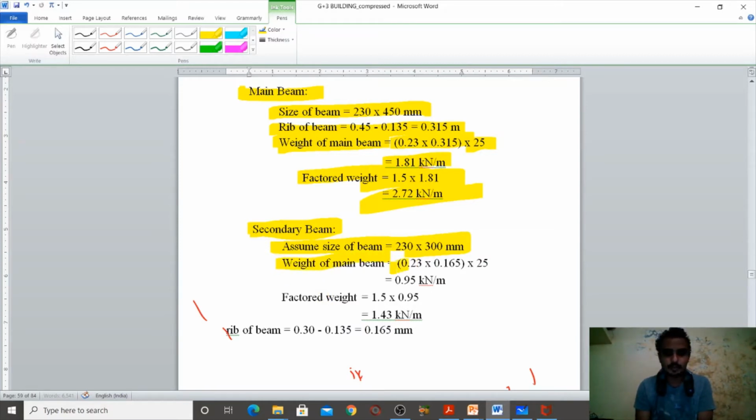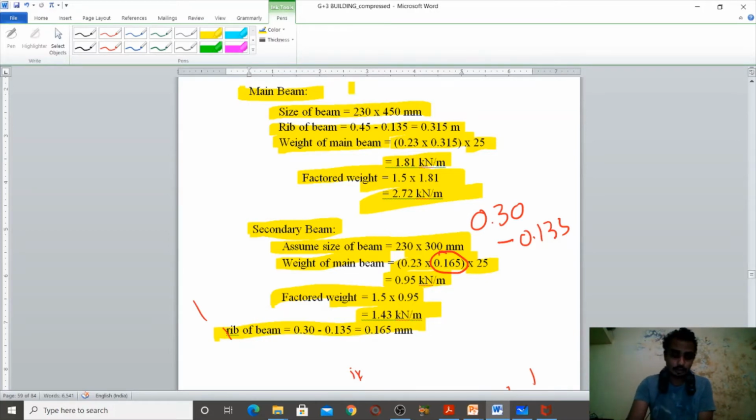Weight of beam: 0.23 into 0.165 into 25, minus 0.135. So the value is 0.165, and the weight of the beam is 0.95. Factored weight, multiplied by 1.5, gives 1.43 kilonewton per meter. Okay, so we have all the loads here.